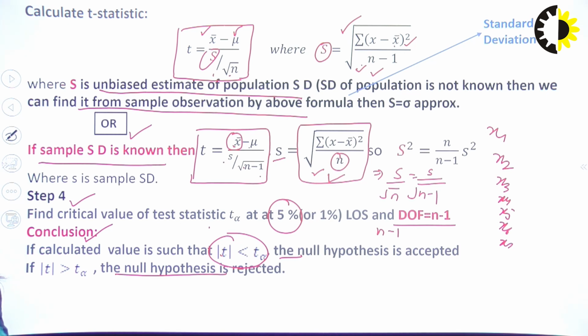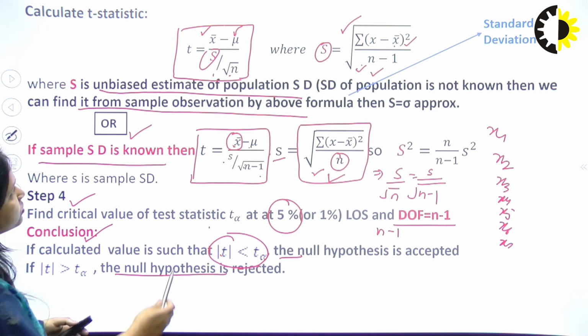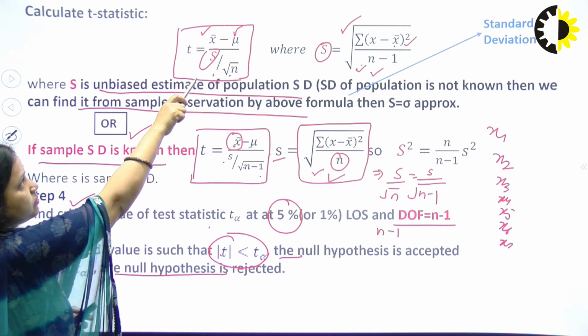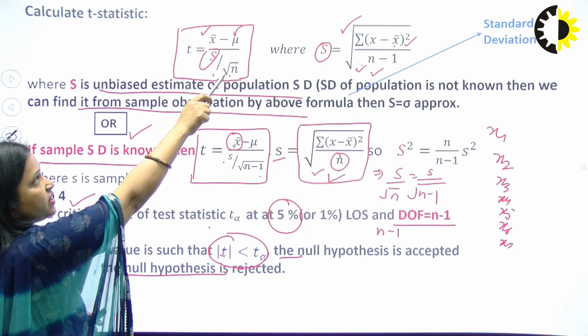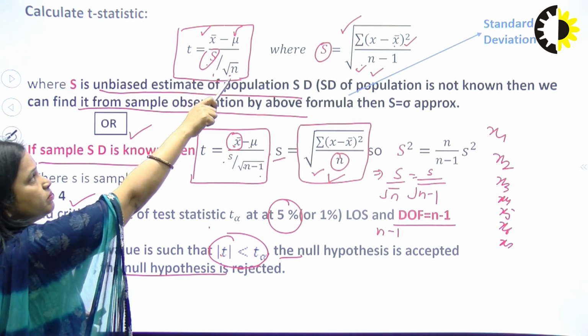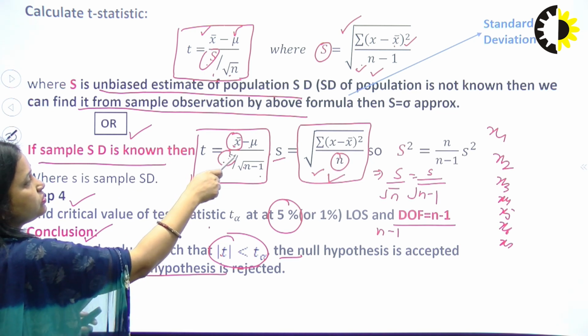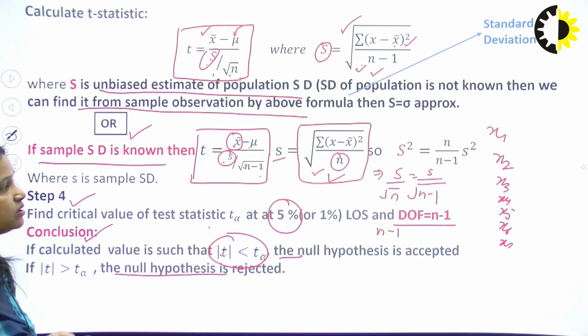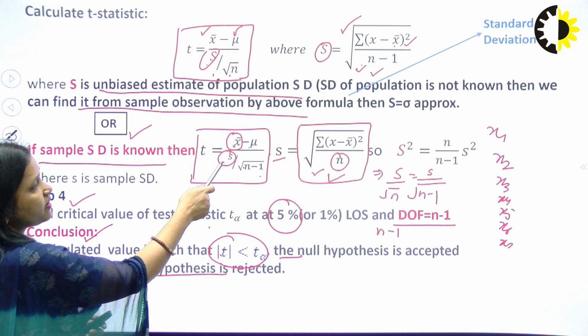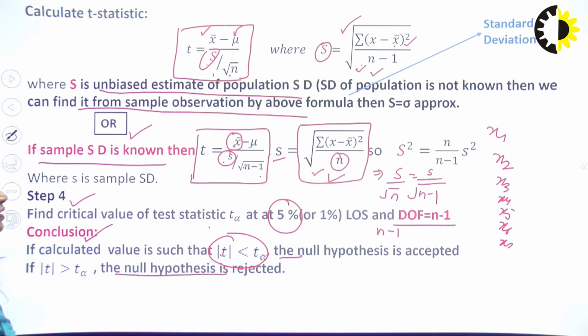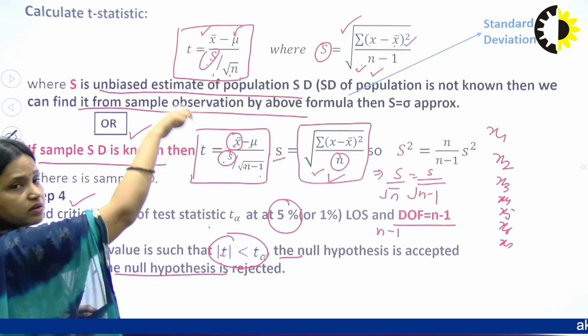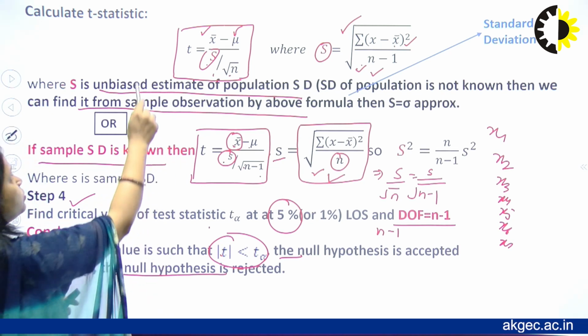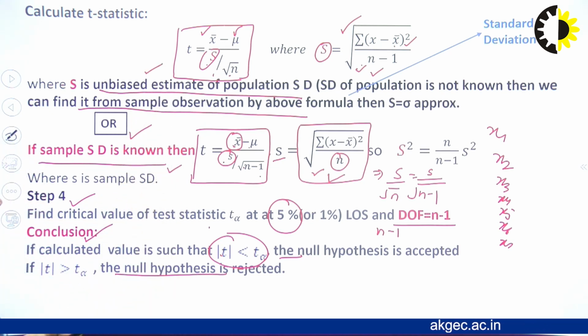You should write this formula. So please note it. If you are using population standard deviation, then divide capital S by root n. If you are using sample standard deviation, then divide small s by root n minus 1. Then both will give the same answer.